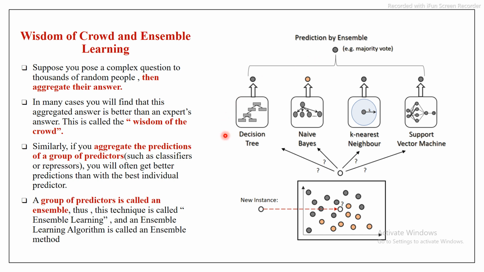If you provide a new instance of unseen data, you will see the accuracy is much higher than if you train on Naive Bayes, k-nearest neighbor, or a decision tree alone. That is why it's called ensemble. You are just aggregating. Ensemble means you are adding up many ML algorithms, so that is called ensemble techniques.